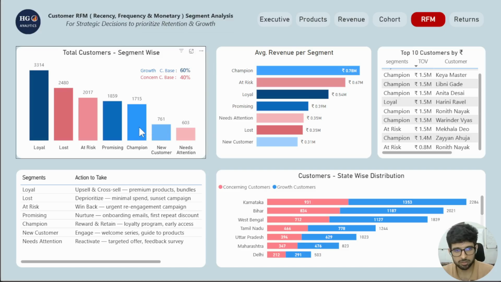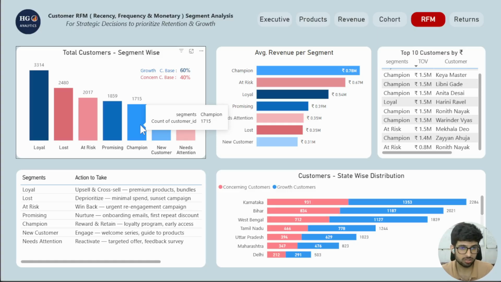The champion ones are those who have high recency, frequency, and monetary rank. That is, they have ordered recently, they have high frequency, and they have delivered much value. Loyal ones are those who have high frequency and high monetary value, and at risk are those who have low recency, but they have contributed much to your brand.